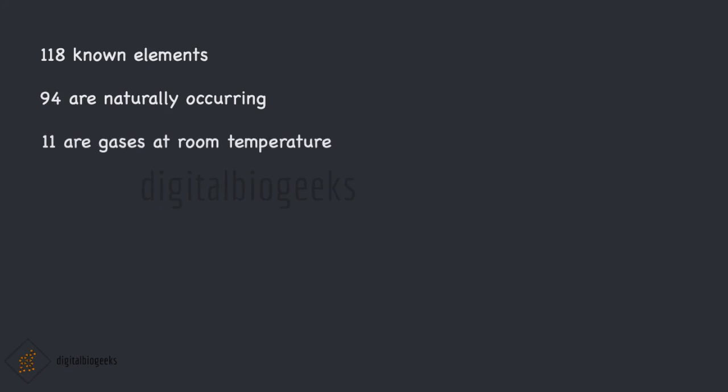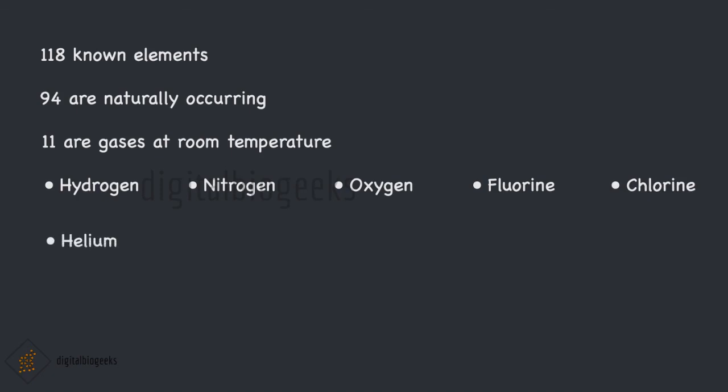There are about 118 known elements, and out of these, 94 occur naturally on Earth. 11 elements are gases at room temperature. Let's see which they are: hydrogen, nitrogen, oxygen, fluorine, chlorine, helium, neon, argon, krypton, xenon, and radon.